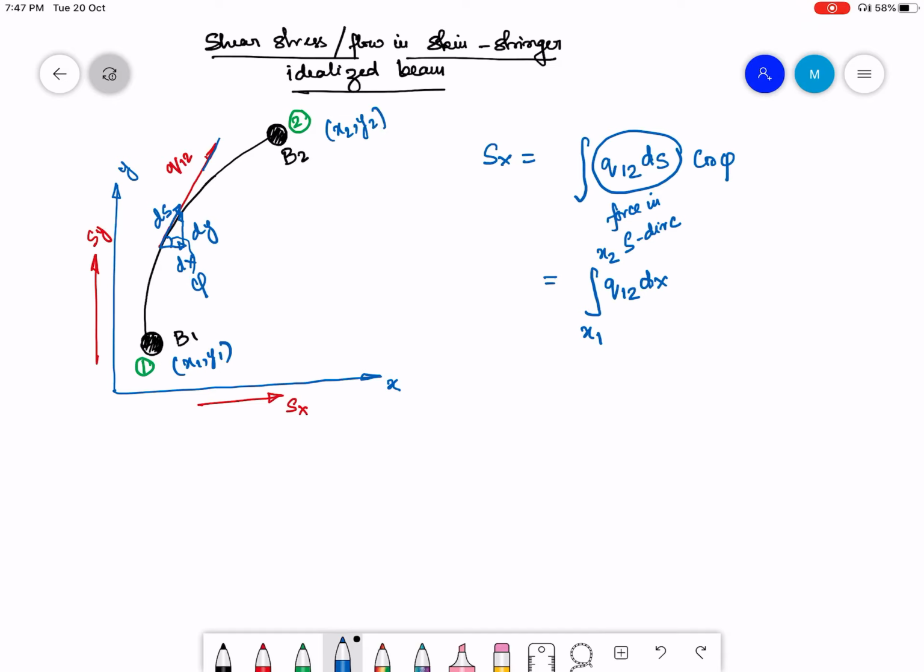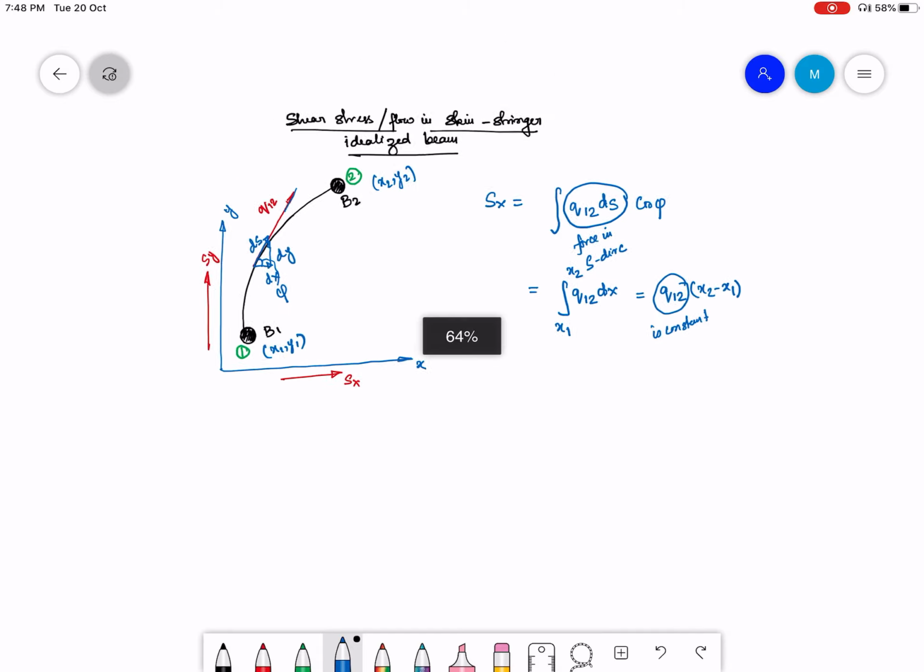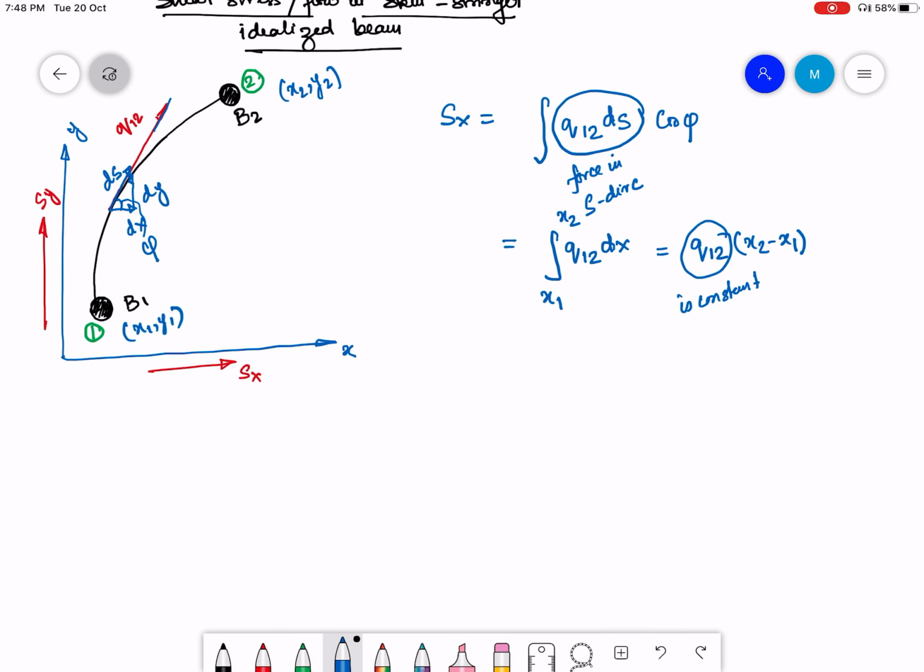This is therefore equal to q12 into (x2 minus x1), as q12 is constant, as we discussed in detail in the last lecture. It is constant between boom 1 and boom 2, or B1 and B2. So I get Sx equal to q12 into (x2 minus x1). Similarly, if I do the same kind of formulation, Sy ends up being q12 into (y2 minus y1).